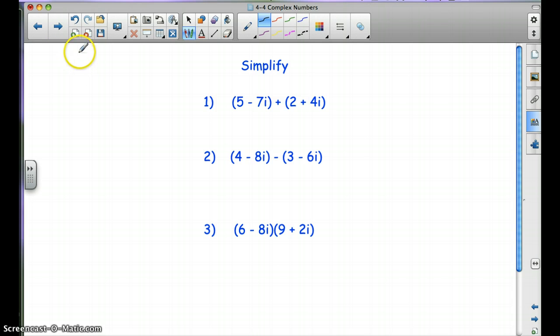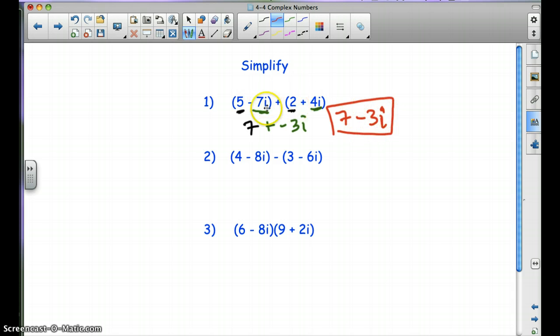So what we're going to do is combine like terms with these. So the first one, we're actually going to take 5 plus 2, and that's 7. And we have a negative 7i plus 4i, which would be a negative 3i. And you can write it as 7 minus 3i if you'd like. So this is a complex number. You're adding two complex numbers together, you're going to get a complex number.